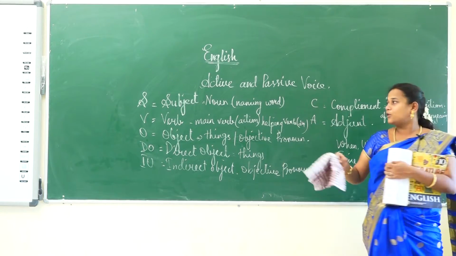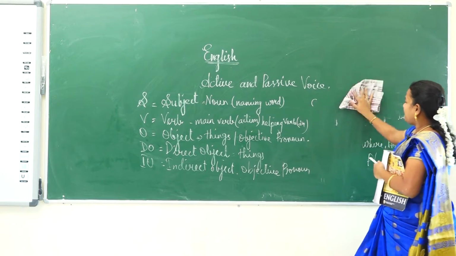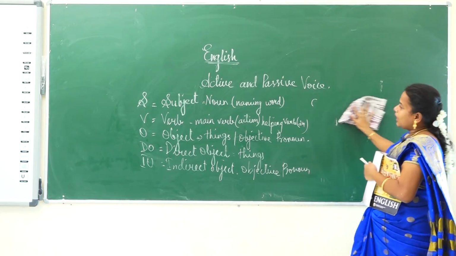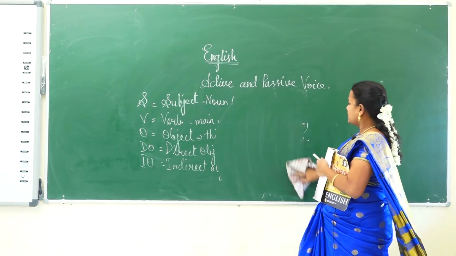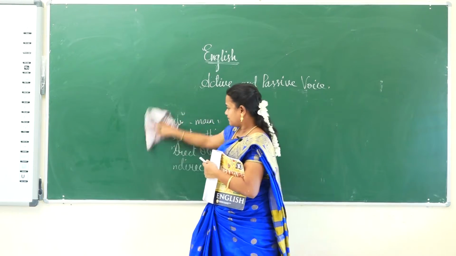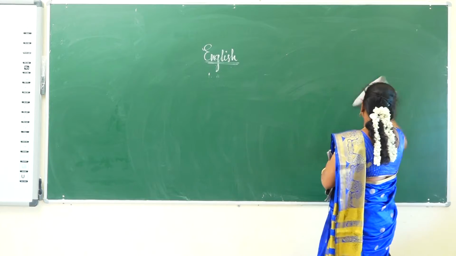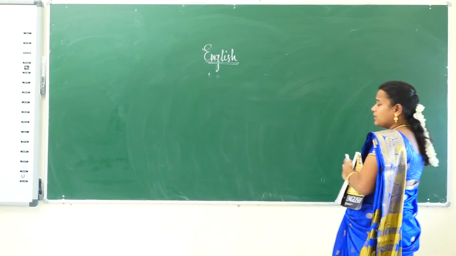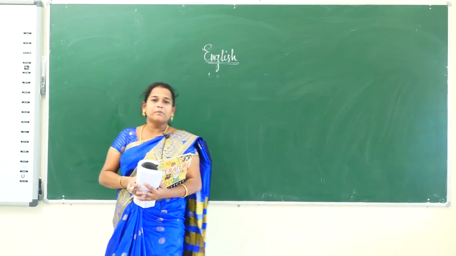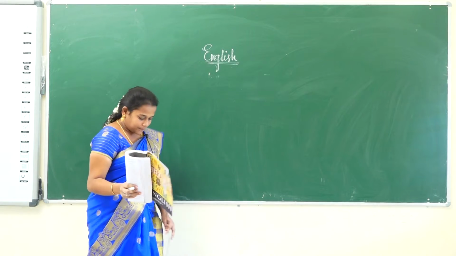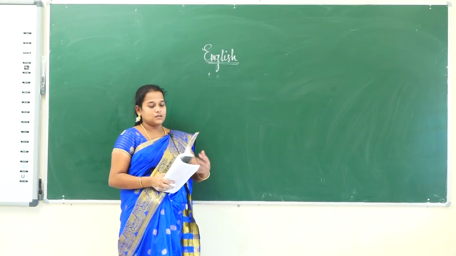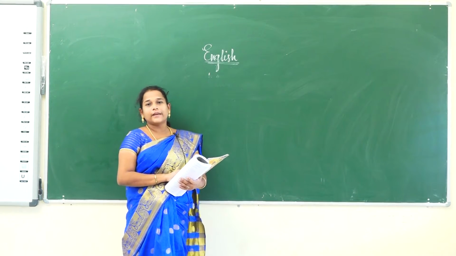Now I will explain the pattern. Before that, I will tell you what the helping verbs are. The helping verbs are otherwise called auxiliary verbs. They are 24 in number. They are divided into 3 categories.